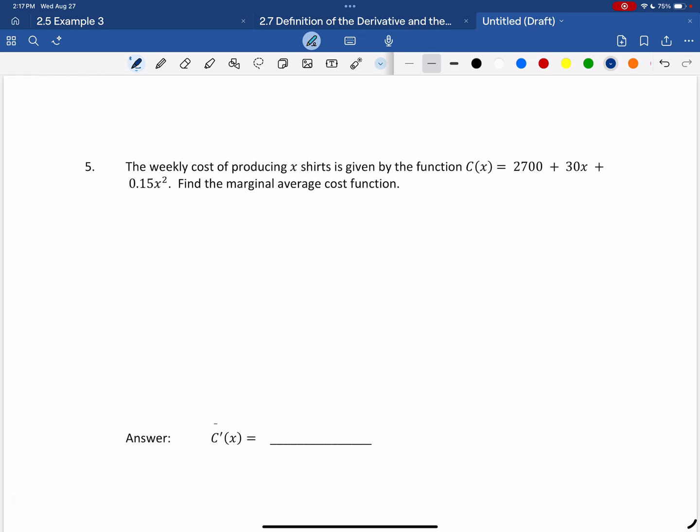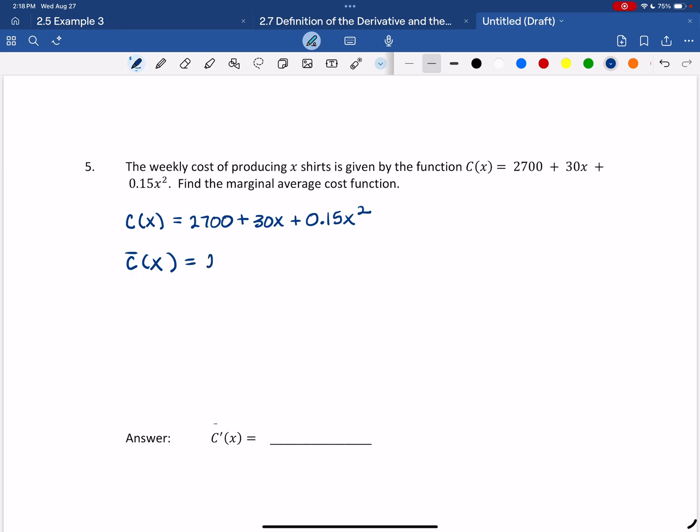Number 5, the weekly cost of producing X shirts is given by the function C of X is 2,700 plus 30X plus 0.15X squared. So C of X is 2,700, that's a constant, plus 30X plus 0.15X squared. And we're asked to find the marginal average cost function. So what we have to do is we have to first find the average cost. Let's do that. First, let's find the average cost function.